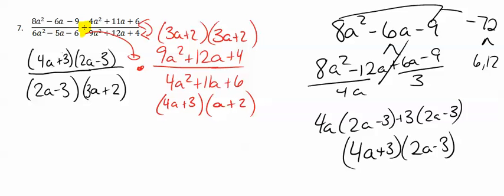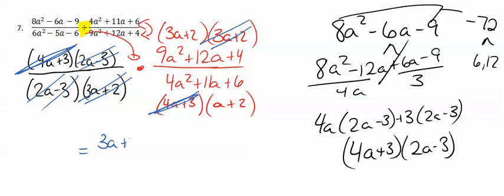Now I'll start canceling. 4a plus 3 cancels here, the numerator with the denominator. 3a plus 2 cancels there. 2a minus 3 cancels there. And we're left with 3a plus 2 over a plus 2.